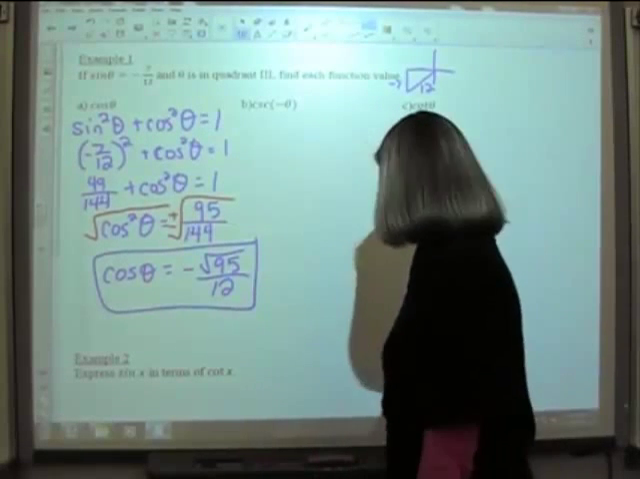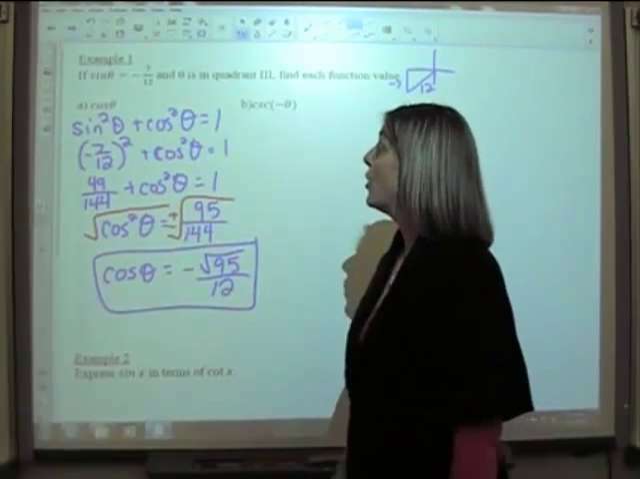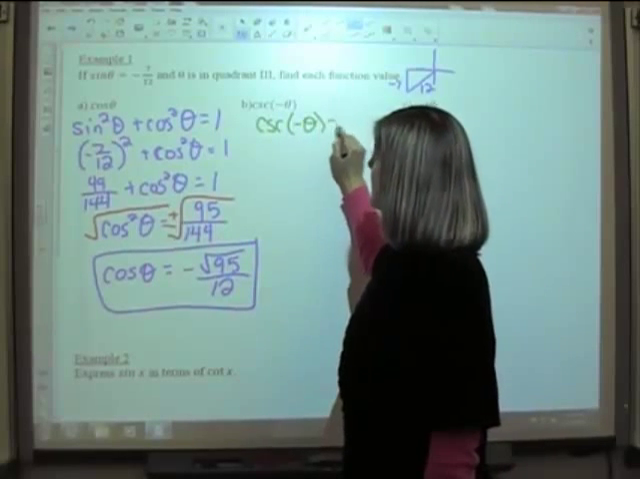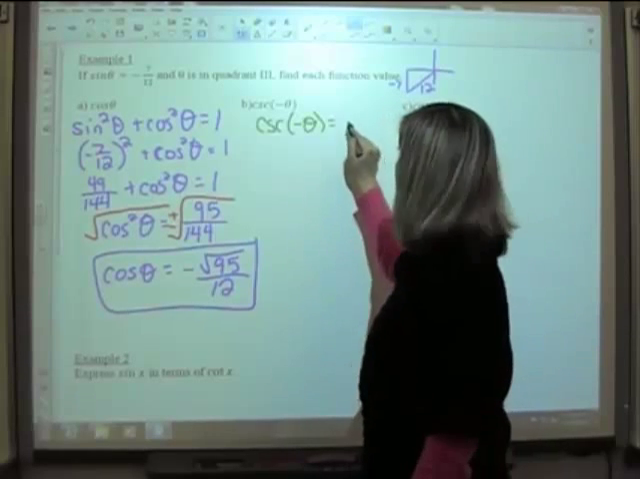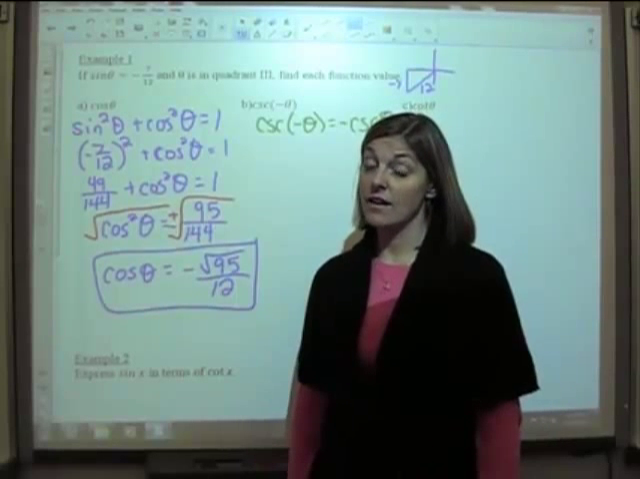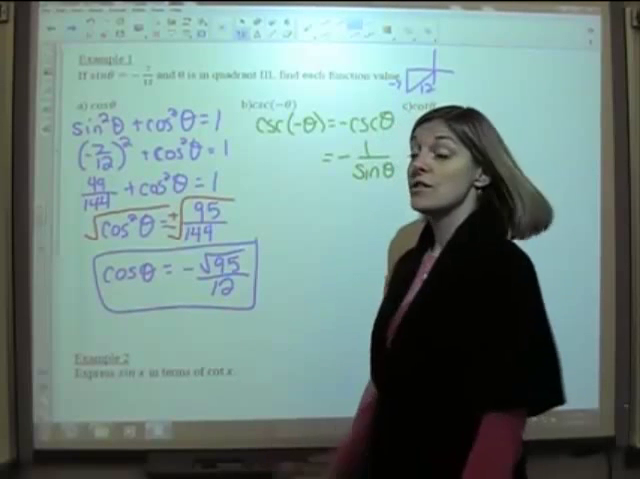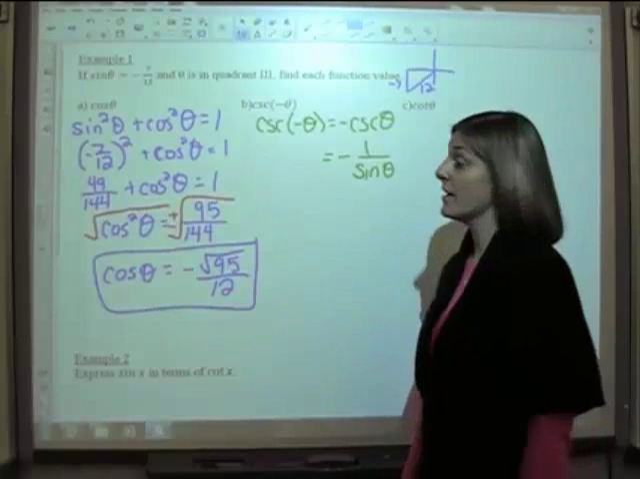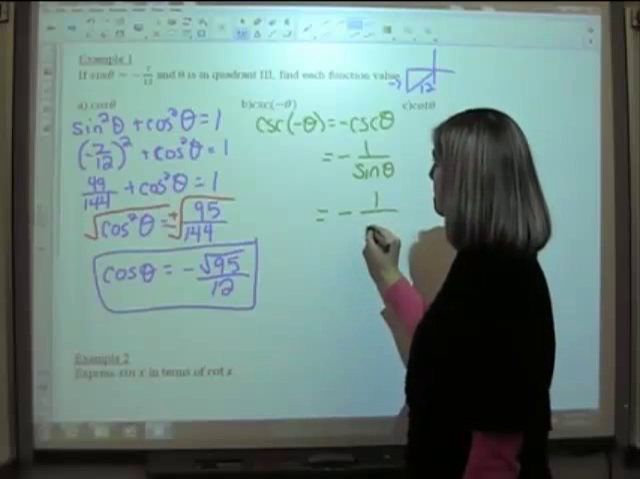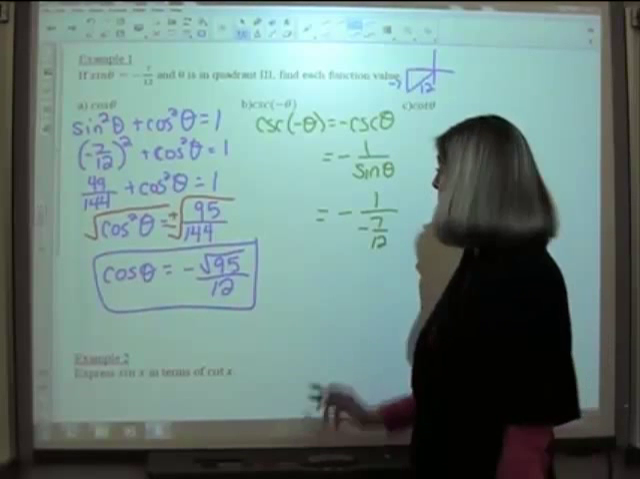Now let's try cosecant. Cosecant of negative theta. Well, first of all, we know cosecant of negative theta is equal to negative cosecant of theta. Okay? Then we also know that cosecant is the reciprocal of sine. So that's the same thing as negative 1 over sine theta. And then we know what sine theta is. So we have negative 1 divided by negative 7/12.